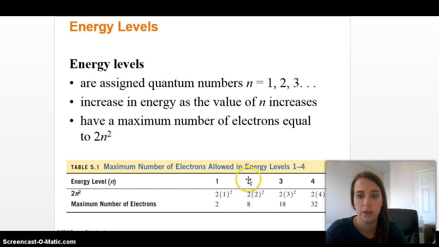Then you've got, in your second energy level, 2 times 2 squared, which is 8. So you can find 8 electrons there, maximum. In your third energy level, you have 2 times 3 squared, so you have 18. And in your fourth, you have 2 times 4 squared, which is 32. So the maximum number of electrons you can have in each energy level goes 2, 8, 18, 32.